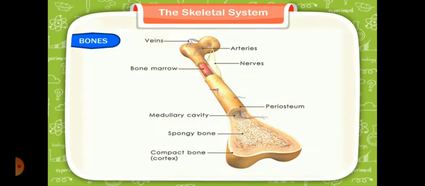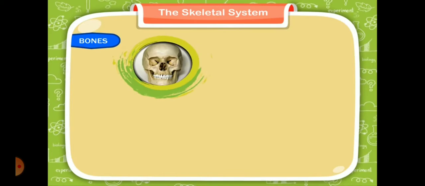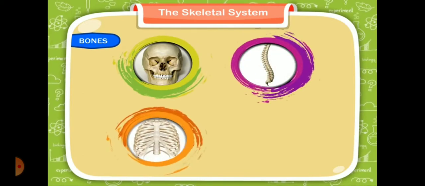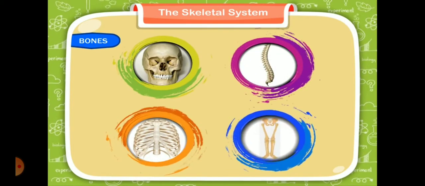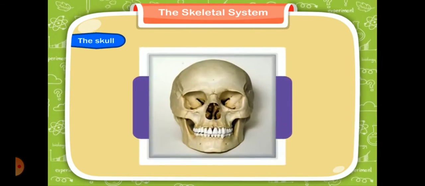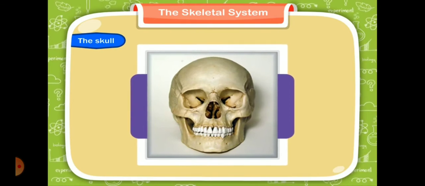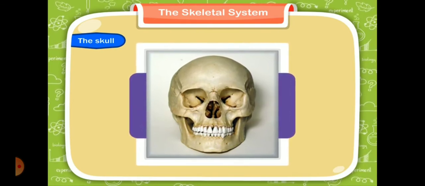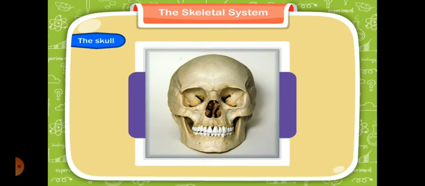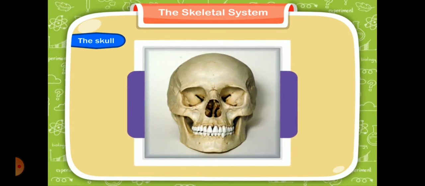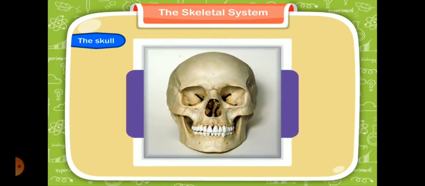Our skeleton is made up of the skull, the backbone, the rib cage, the 2 pairs of limbs, and their girdles to which they are attached. The skull. The skull is the bony framework of the head. It protects our sensitive brain. There are spaces in it for our eyes, ears, nose, and mouth.